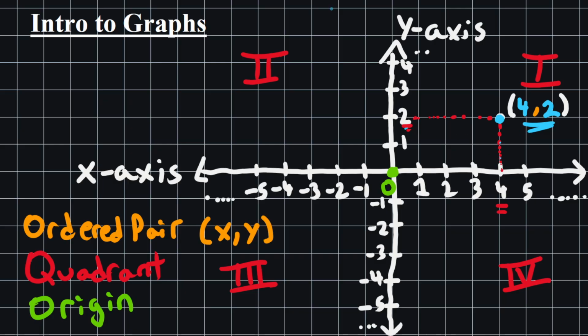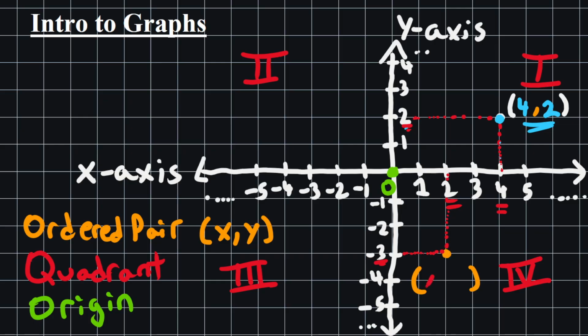So let's plot a few more points just to get used to it. Let's say we had another point right here. We have it in quadrant 4. How do we represent this as an ordered pair? We'll use the same method. Let's draw a dotted line, first all the way to the x-axis. You'll hit the number 2 on the x-axis. Let's draw another dotted line all the way to the y-axis, and you'll hit the number -3.